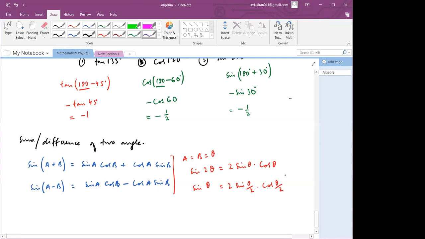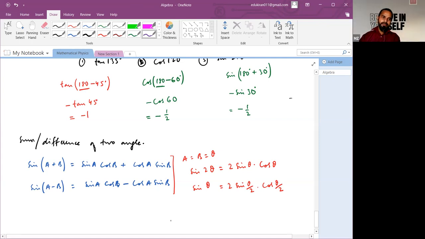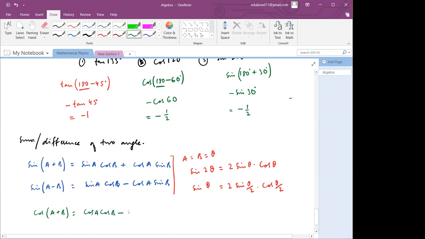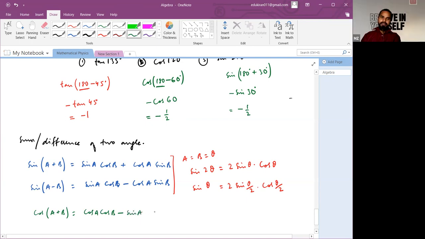Yes, sir. So just remember these formulas. Similarly, we have next for cos theta as well. Let's say cos of A plus B is equal to cos A cos B minus sine A times sine B. Similarly, if there would be a negative sign, then cos of A minus B is cos A cos B plus sine A into sine B.